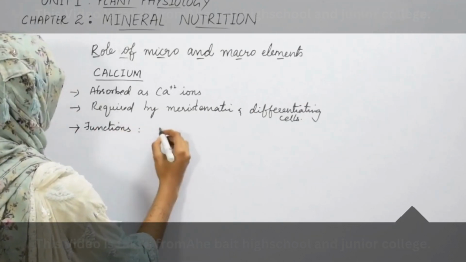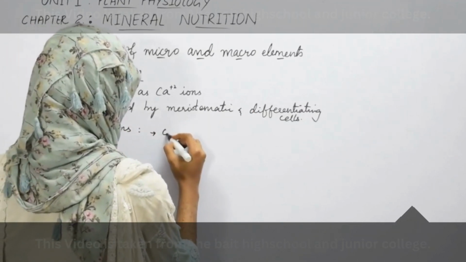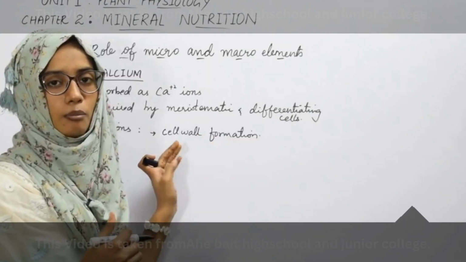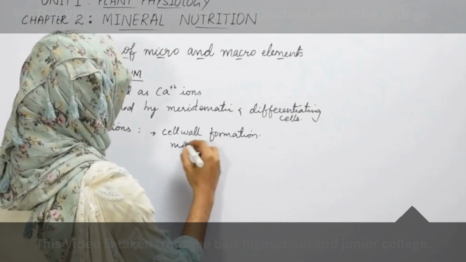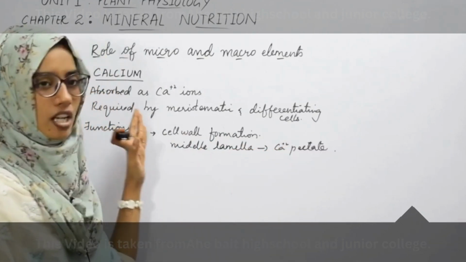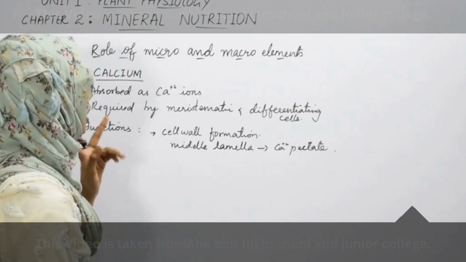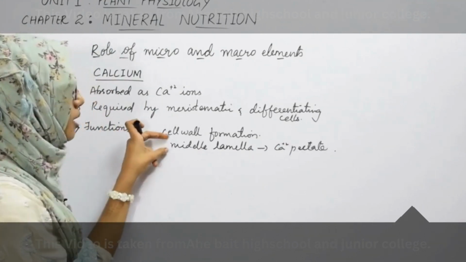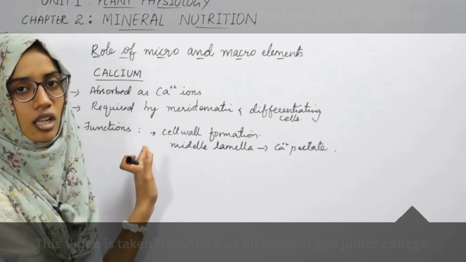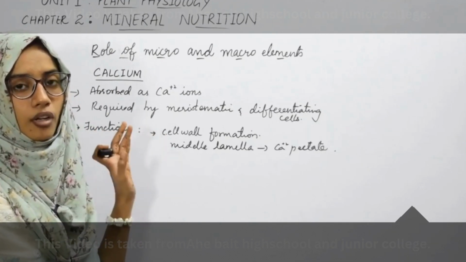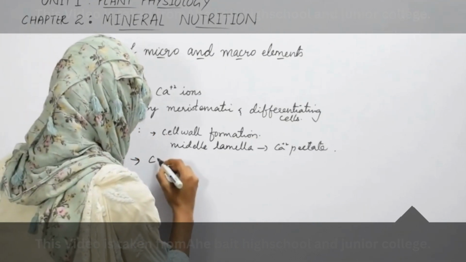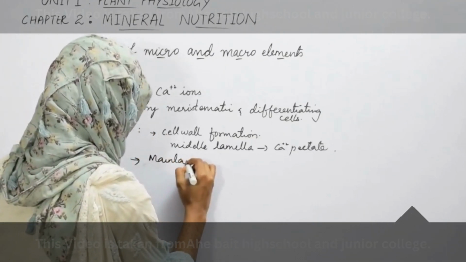The functions of calcium include it helps in the cell wall formation. The cell wall contains a part called the middle lamella, and this middle lamella is made up of calcium pectate. So in this way, calcium is required in order to form the middle lamella in the cell wall. Therefore, calcium is essential in the synthesis of the protective layer called the cell wall. The next function of calcium is it maintains the cell membrane permeability.